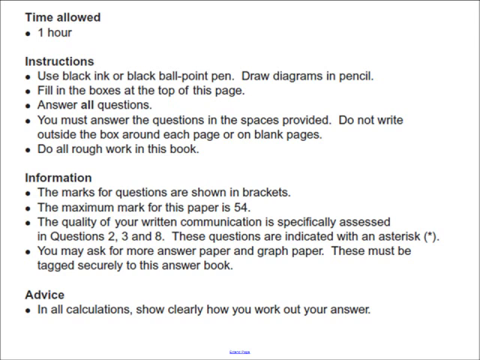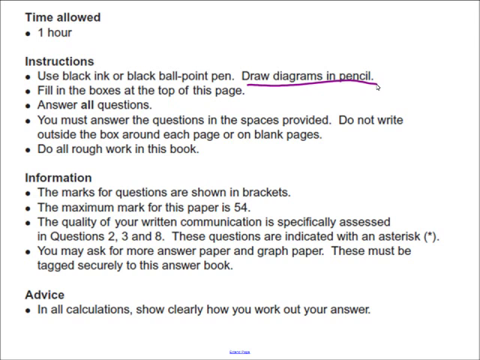Underneath the time allowed of 1 hour, you have the instructions and information and advice on how to take the exam. Using a black pen goes without saying, but it's really important in this exam that you draw diagrams in pencil. As you've seen in the classroom, it's very easy to make mistakes with scales, with what you're drawing, without leaving gaps on bar charts and so on. So it's essential that you get used to drawing diagrams in pencil.